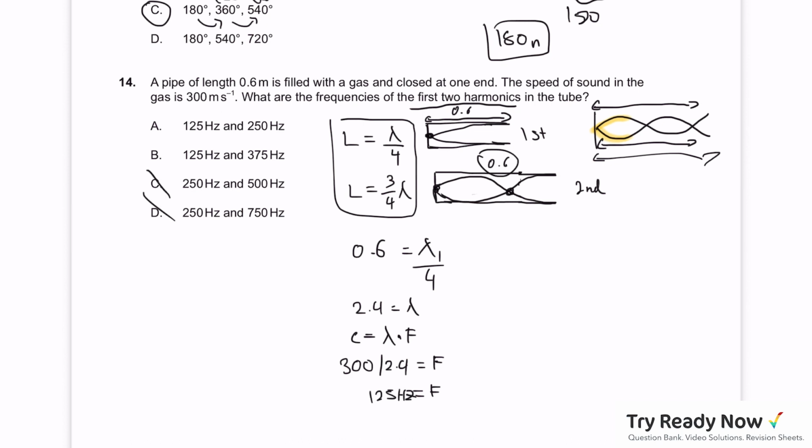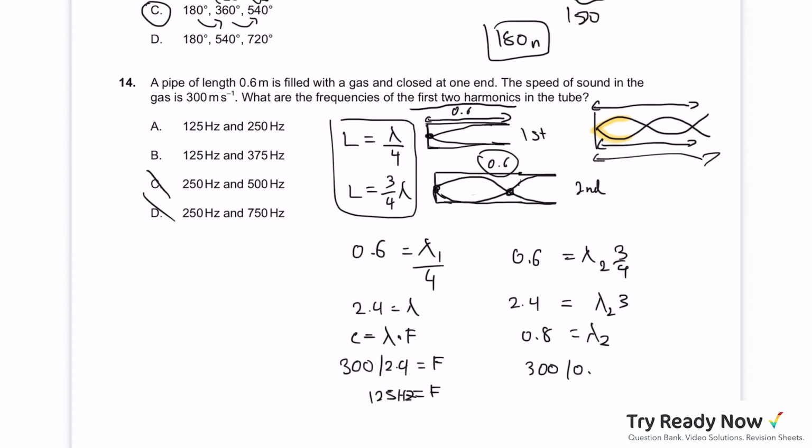And now for the next one, we have wavelength 2 is equal to 3/4 or 0.6. So move the 4 over, 2.4, and that means move the 3 over, which is 2.4 divided by 3, which is 0.8. So 300 divided by 0.8 is equal to the frequency. Now you won't get a calculator in the exam, but you can work this out by hand, and that will get you 375. So the option for question 14 is B.